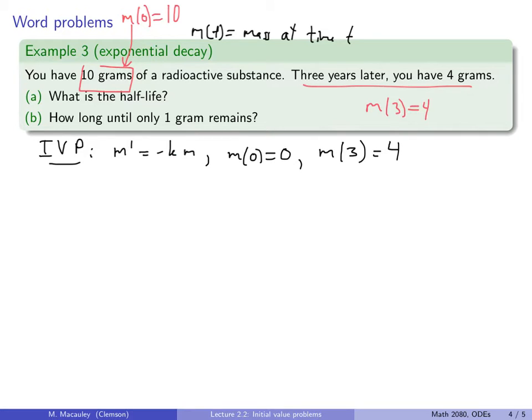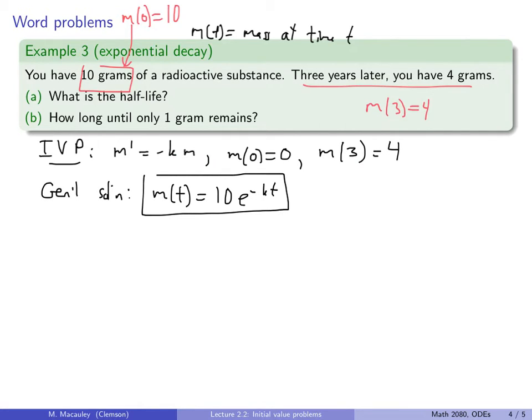So the general solution is m of t equals 10 e to the minus kt. You don't have to read this every time. It's perfectly fine, in fact encouraged, for you to memorize it.